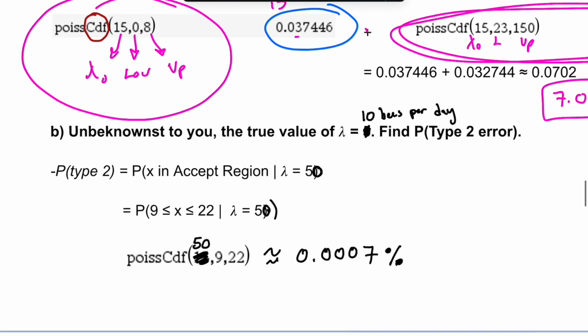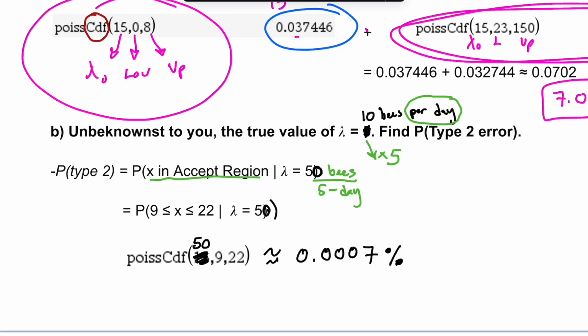Part B, unbeknownst to you, the true value of the average rate is 10 bees per day. Find the probability of a type 2 error. So again, make note of the units that they're using, and remember that your sample is using 5 days. So you'd multiply this by 5. So your rate should be 50 bees per 5-day period when we're doing this calculation.